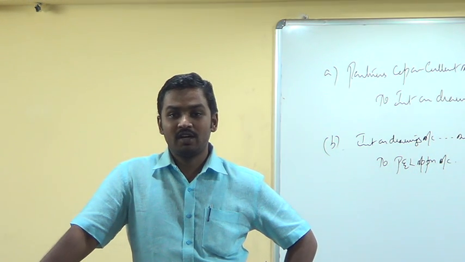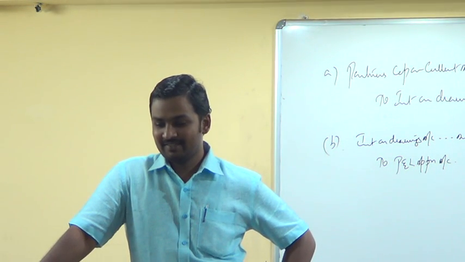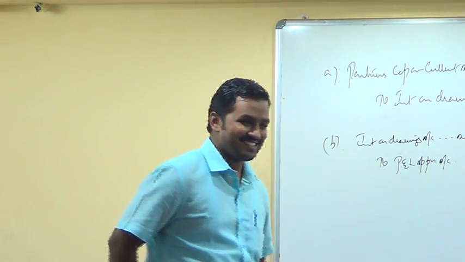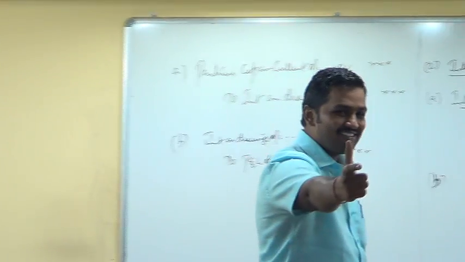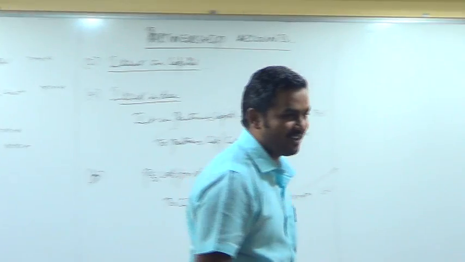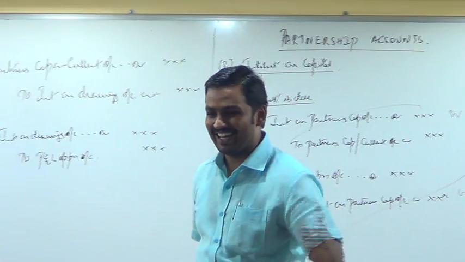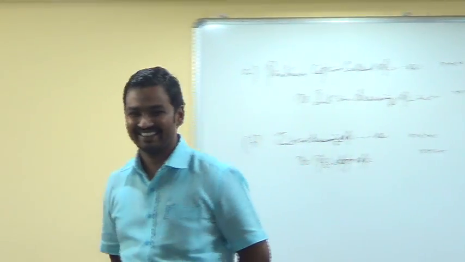Interest on loans and advances. Now I want to ask you, when can the firm pay interest on loans and advances given by partners? At what rate of interest? 6%. Again the answer is wrong. If a partner is providing a loan or advance to the firm, how much interest should the firm pay to the partner? Again the answer comes 6%. The answer is not completely wrong, but partially wrong.